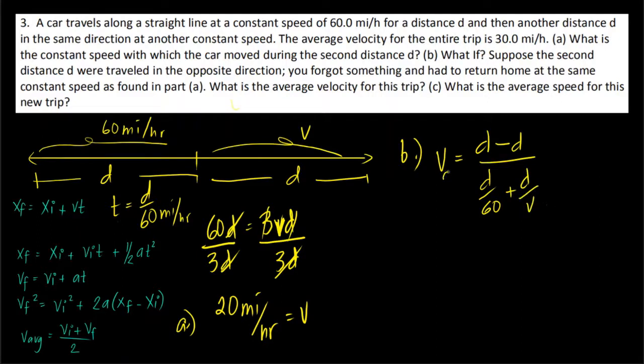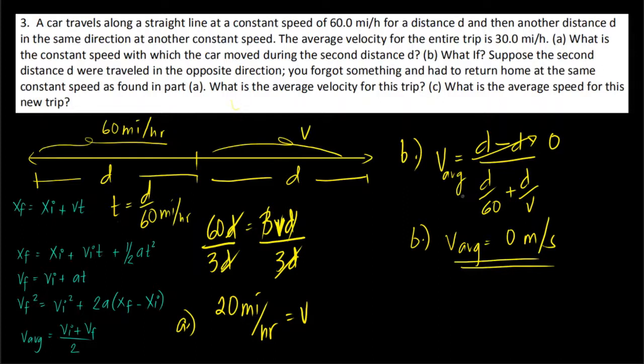Okay, so that is v average, okay? The numerator is already zero. Therefore, for letter B, guys, our v average is 0 meters per second. No need to do the complicated math. Okay?